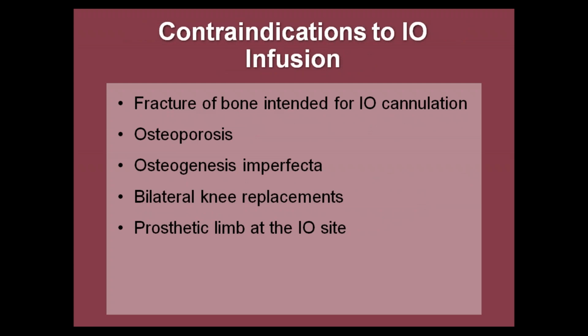Contraindications of an IO: fracture of the bone that you're intending to use, so a leg fracture, it would be a bad idea to try to do an IO. Osteoporosis, if you know that patient's got osteoporosis. Osteogenesis imperfecta, where the bones are kind of like glass. Like the movie Glass, it doesn't take much trauma for those bones to break. If you know of a patient that has that, you truly do not want to do an IO in that patient's bone, because you could actually fracture the bone as you try to push.